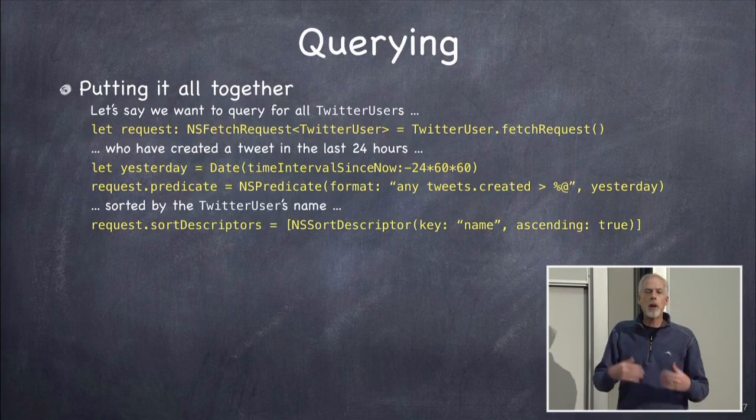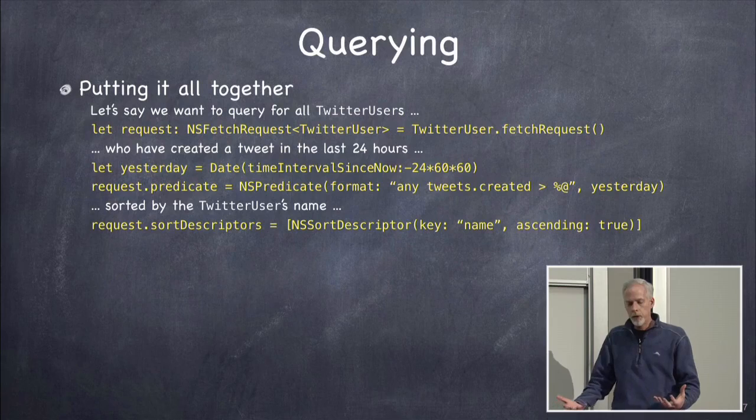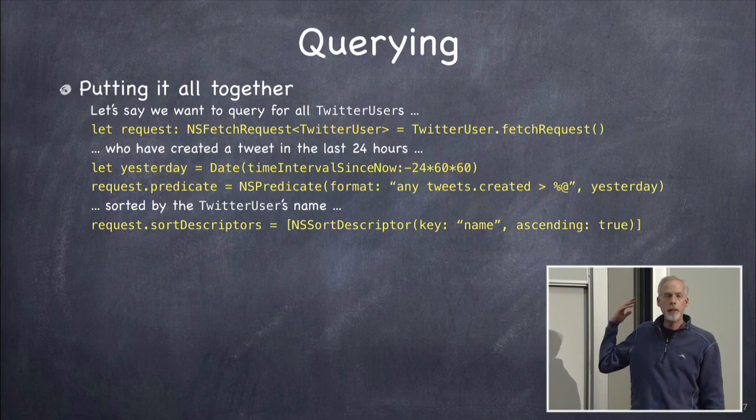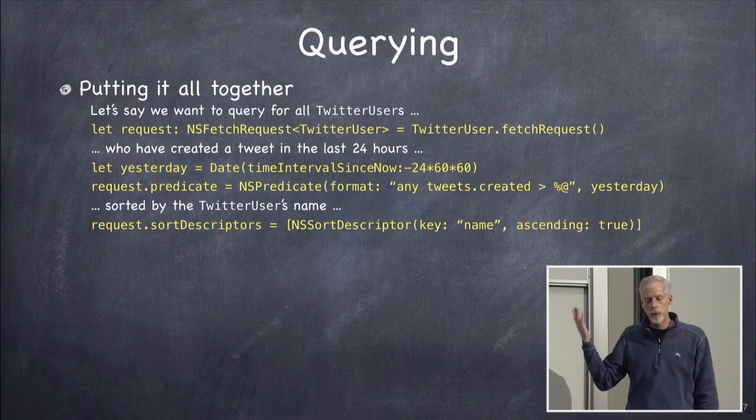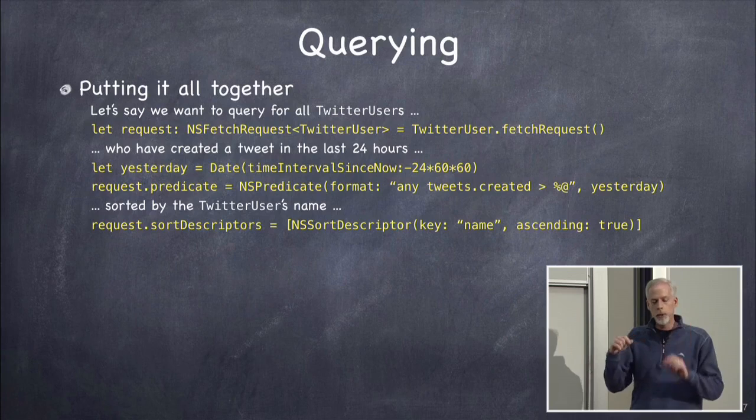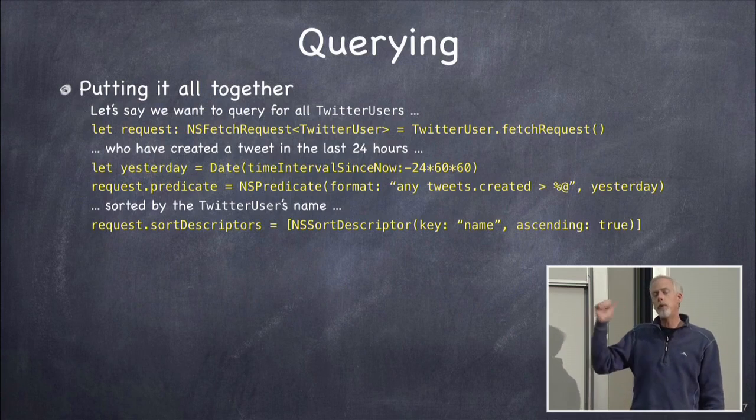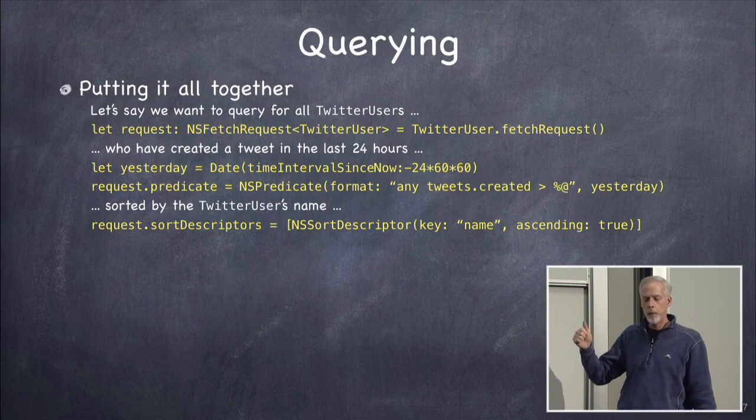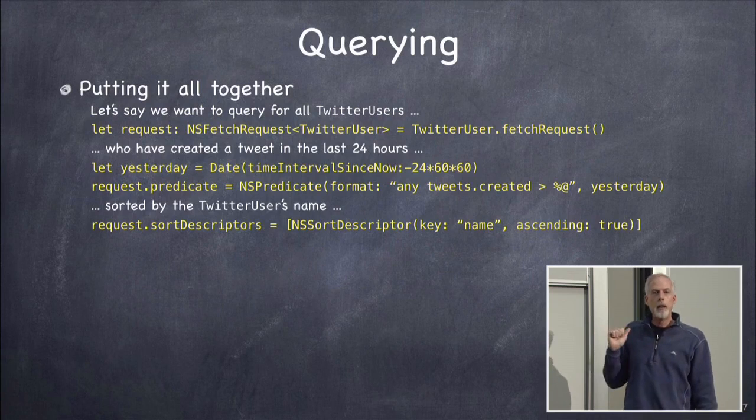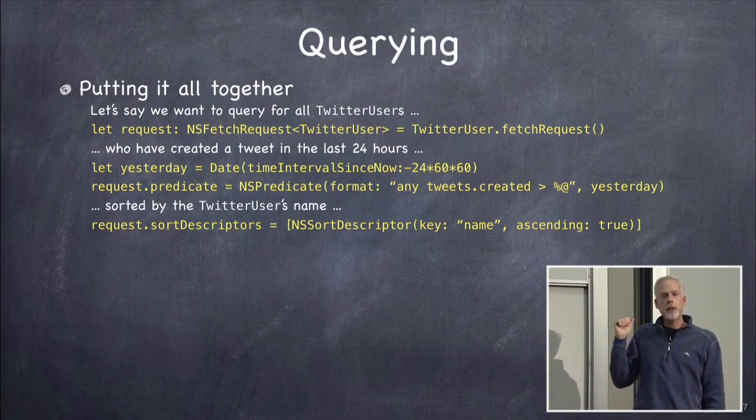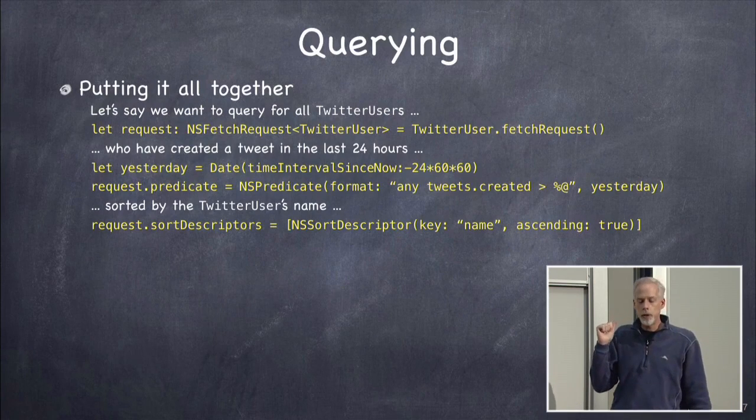All right, so let's put it all together now to create our fetch request. I'm going to create, in this case, a Twitter user fetch request. So I'm saying fetch request, angle bracket Twitter user equals Twitter user.fetchRequest. Then I'm going to create a time, which is yesterday. It's actually 24 hours ago. Time interval since now, minus 24 times 60 times 60, that's 24 hours ago. And I'm creating a predicate that says, find me any Twitter users that have a tweet that's created before yesterday.